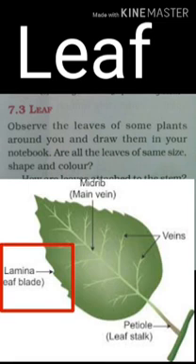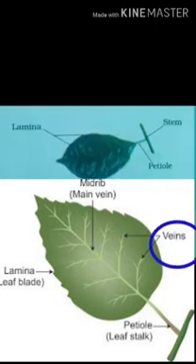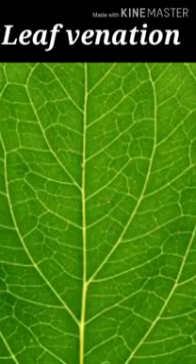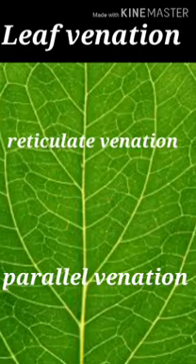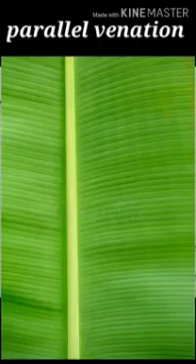You can see so many lines running all through the leaves. The center one, which is broad, thick one in the middle, is called the midrib, and all the remaining lines which are originating or coming out from the midrib are called veins. This network of veins is called leaf venation. Leaf venation is of two types, reticulate venation and parallel venation. In reticulate venation, you can see a net-like design on both sides of the midrib. Whereas in parallel venation, the veins are seen parallel to one another.